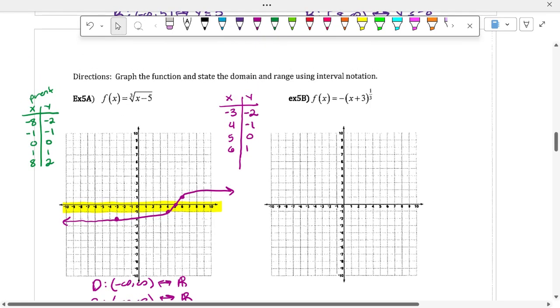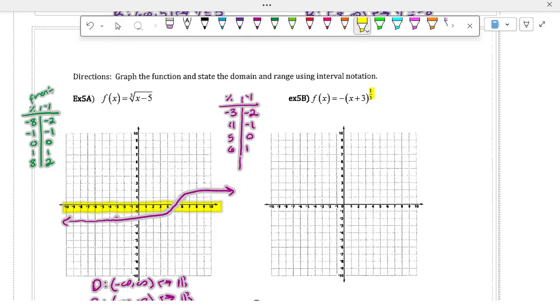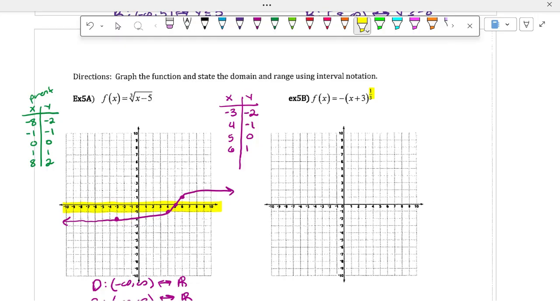All right. Now, before I get you guys to graph the next one on your own, this one's a little bit different. It has a fractional exponent of 1/3, but that's the same thing as a what? What type of functions are we graphing? Cube roots. So this is the same thing as negative cube root of x plus 3. So what I want you to do is graph that in Desmos. Don't forget the negative.